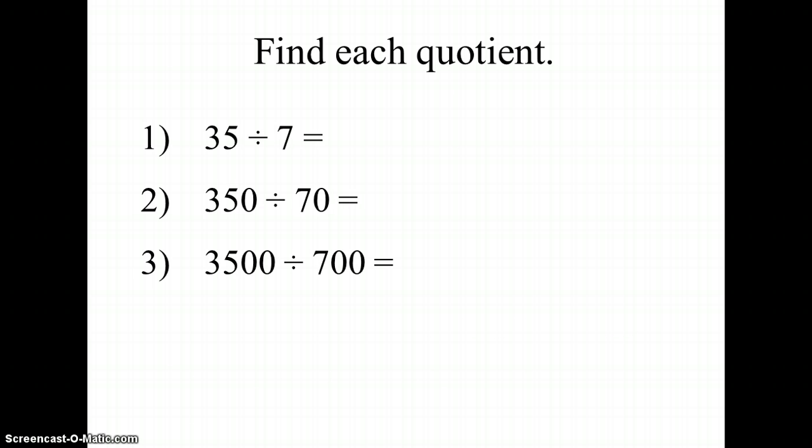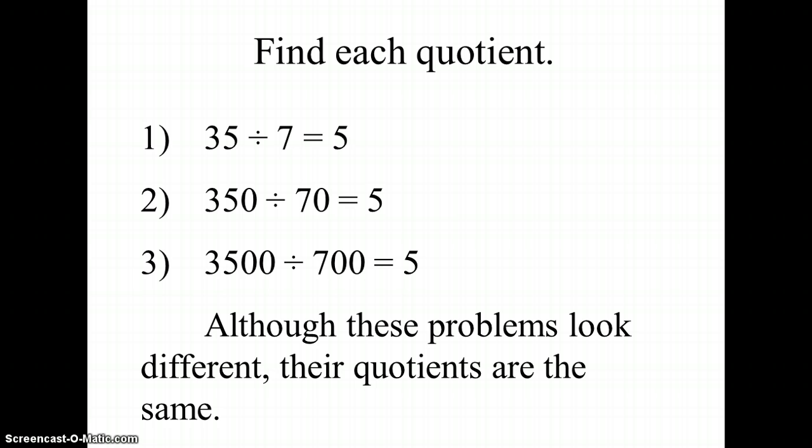Let's look at another set of examples. Pause the video and try these 3 in your calculators. You'll notice that each of these quotients are 5. So even though the problems look different, their quotients are still the same because we're asking ourselves how many 7s go into 35, how many 70s go into 350, and how many 700s go into 3,500. So their quotients can be the same.